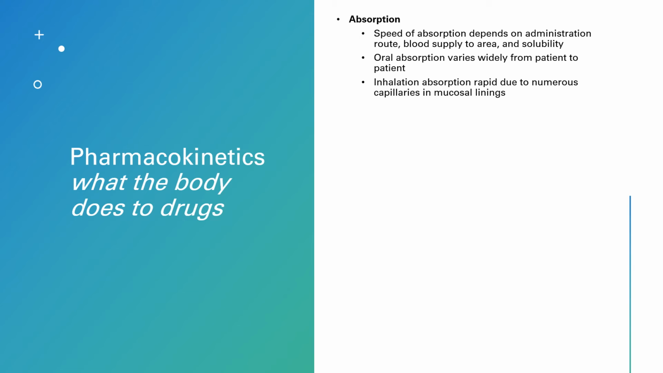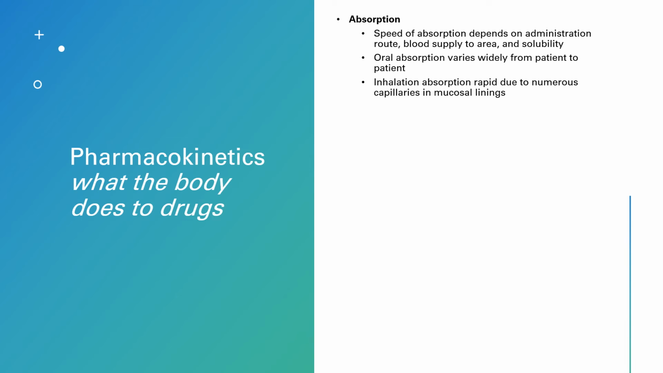This is the process by which the drug is taken into the body. It moves from the site of administration into the bloodstream and then into systemic circulation. Okay, absorption rate is the speed of absorption. This is affected by the administration route, blood supply to the area, and the solubility of the drug, or its ability to be dissolved.